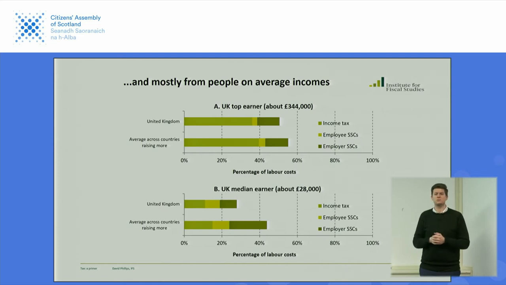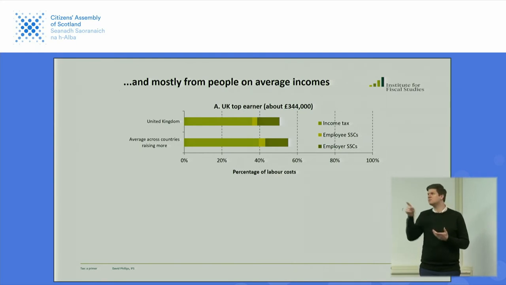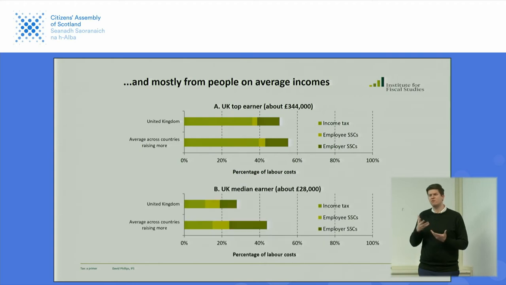Where the big difference is in countries that raise more tax is they tend to get a lot more from middle earners, people on typical middle incomes. That doesn't mean we'd have to follow the same approach if we wanted to raise more taxes in this country, but it does mean that given other countries don't seem to be getting more from the incomes of top earners, at least through employment, we need to look at other ways to get more revenues potentially from richer people if you wanted to. So things like wealth and property, rather than just focusing on the top rates of income tax.